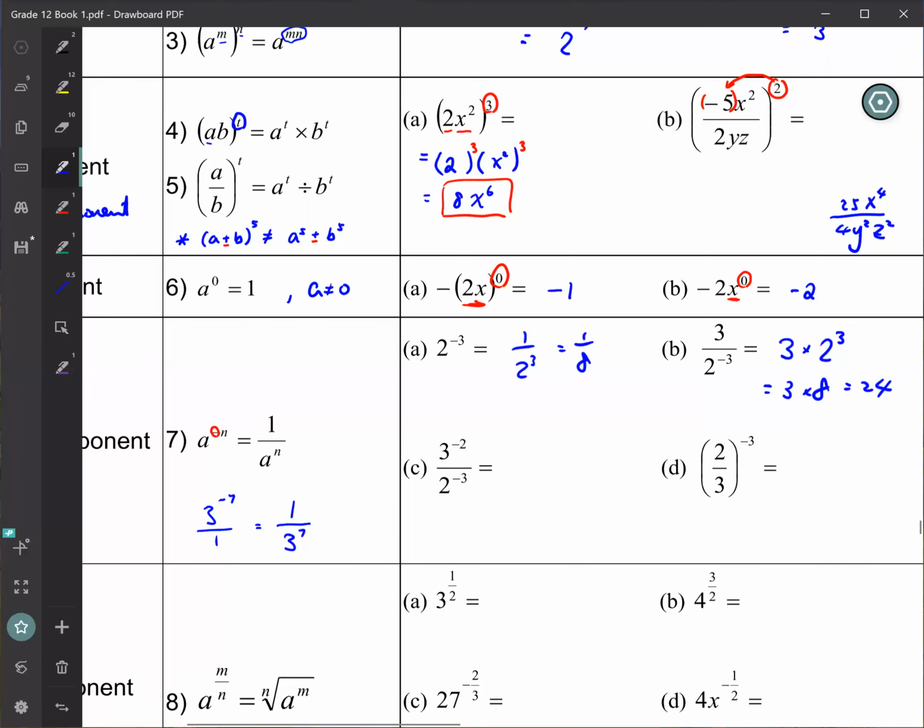Okay, next one, Eric, what about C? I got 8/9. 8/9, yeah, okay, so 2 goes up, 3 goes down, they both have negative exponents, right? And then you evaluate that, 8/9. Okay, last one, Tiana, what do you have?